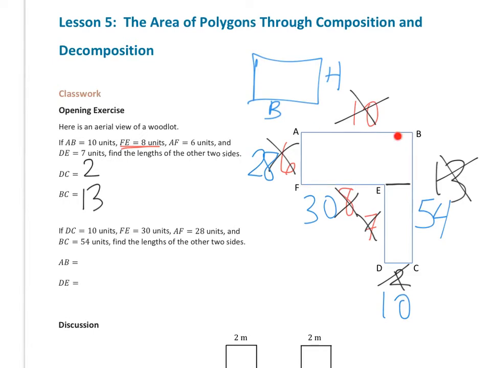Well, I know to get line AB, I would have to add FE and DC together. So that's 40. And then to get line ED, I would have to take the length of this one and subtract this. So 54 minus 28 is going to be 26. So that's some of the logic and the mental tricks you need to use in this kind of math.